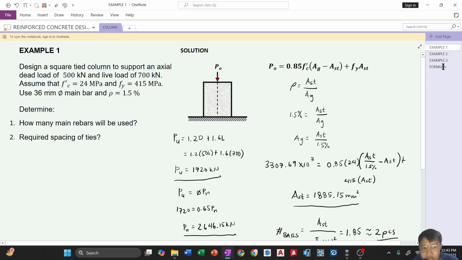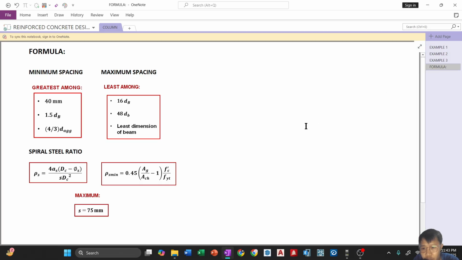And then, we recall yung formula natin for the maximum spacing of the ties. So we're given here, okay, yung formula natin is for the maximum spacing is the least among 16 diameter of the main bar, 48 diameter of the ties, and then the least dimension of the beam. So ito yung ating maximum spacing. Itong minimum spacing dito, this is the spacing of the main rebar reinforcement. Okay? So 16 dB, 48 dB, and the least dimension of the beam yung gagawin natin.